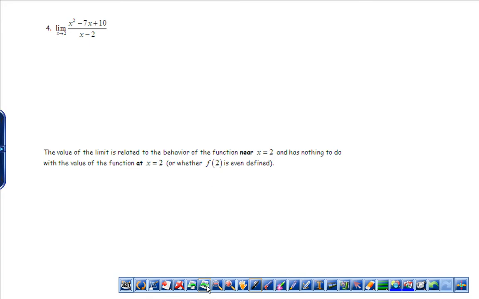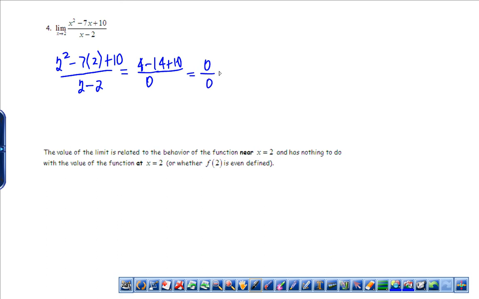Okay, so let's look at this next function here. It says, as your limit, as x approaches 2, what happens here? So the first thing I would do, just like we did on the other one, is I would plug in a 2. So I've got 2 squared minus 7 times 2 plus 10 over 2 minus 2. And as you can see right here, 2 minus 2, that's going to give me a 0 on the bottom. And you know that you can't divide by 0 on anything. But I'm going to keep going. This is 4 minus 14 plus 10. So 4 minus 14 is a -10 plus 10. And this is going to give me a 0 over 0.